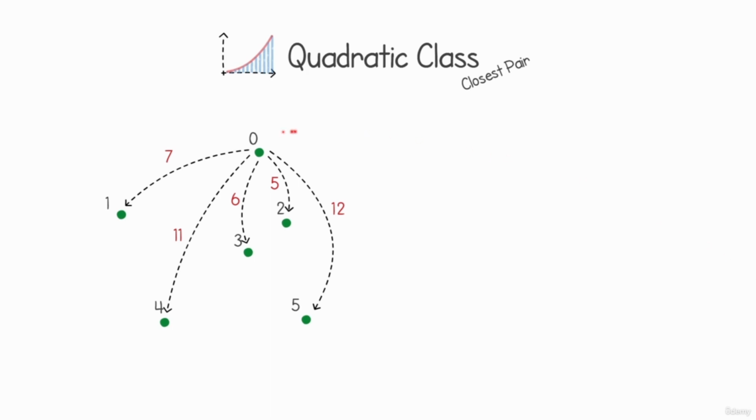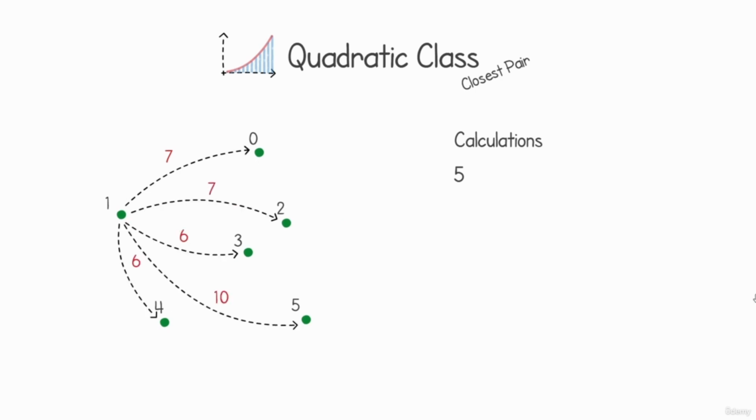So for example, from point 0 we would compute all the distances to all the other points. This would result in a total of 5 calculations from point 0. So we would calculate the distance from 0 to 1, 0 to 2, 3, 4 and 5, giving us a total of 5 distance calculations. When we come to point 1, we do the same amount of calculations. We calculate the distance to 0, to 2, to 3, to 4 and 5, resulting in 5 calculations.